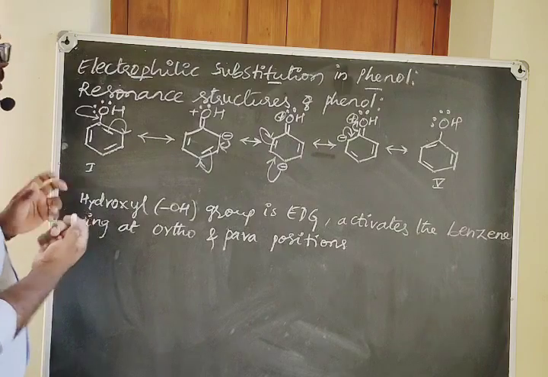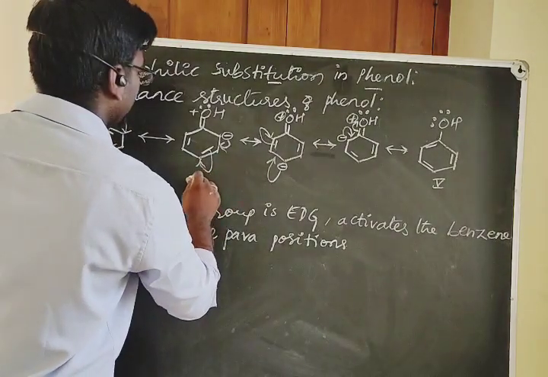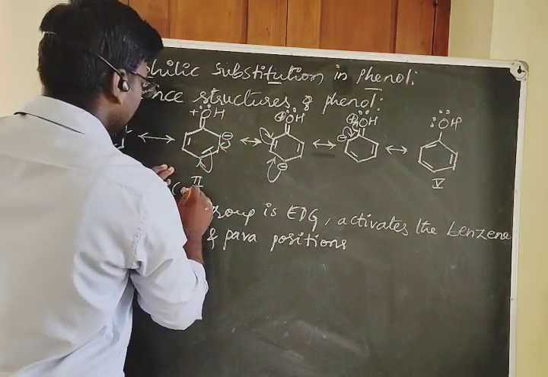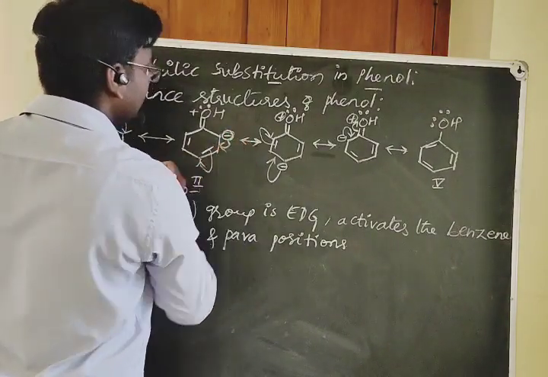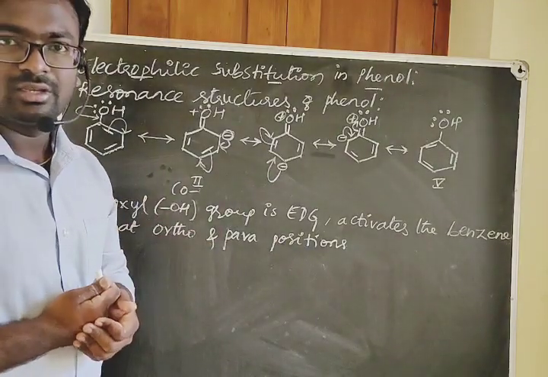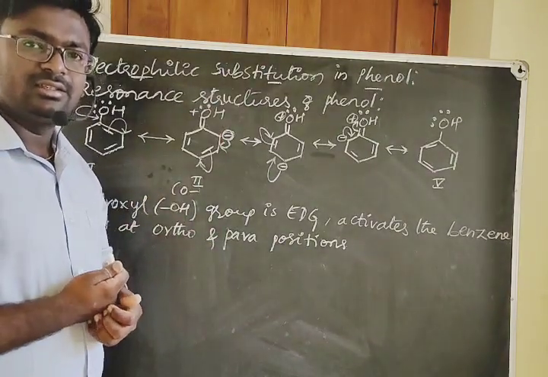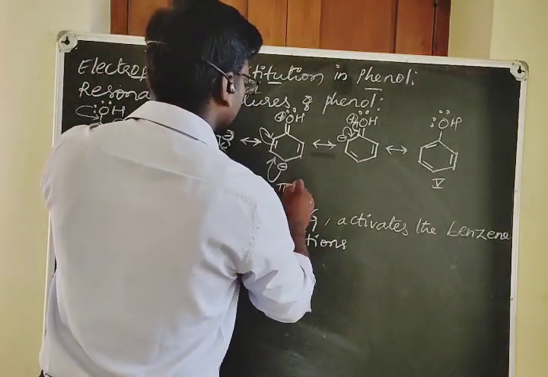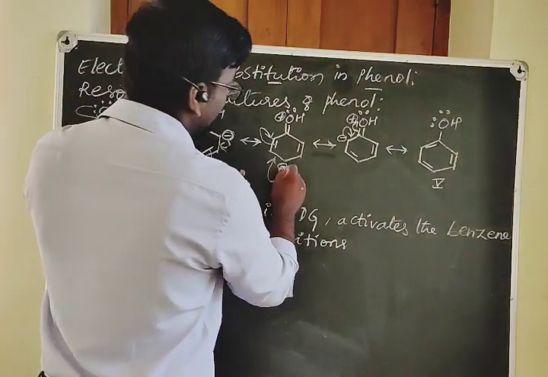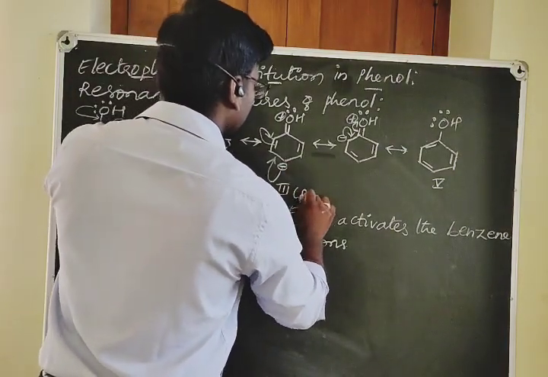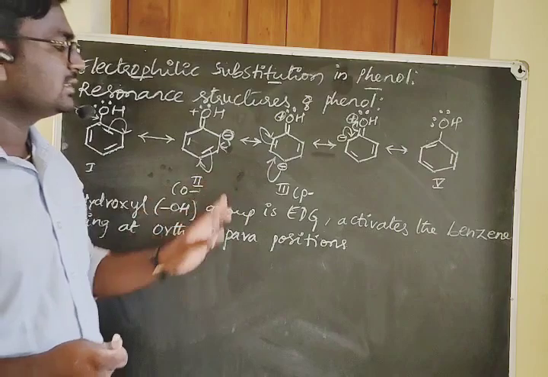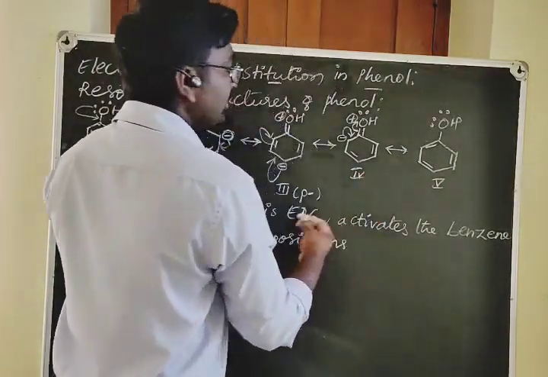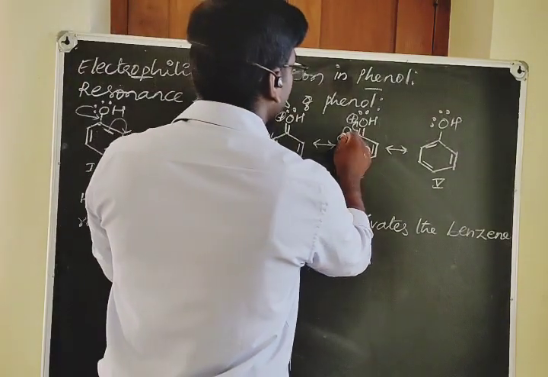When you look at the structures, there is rich electron density at this ortho position. When an electrophile enters, it attacks at this ortho position. And when you look at structure 3, there is electron rich density here, at the para position. When an electrophile enters, it attacks at the para position. When you look at this fourth compound, there is rich electron density at this ortho position.